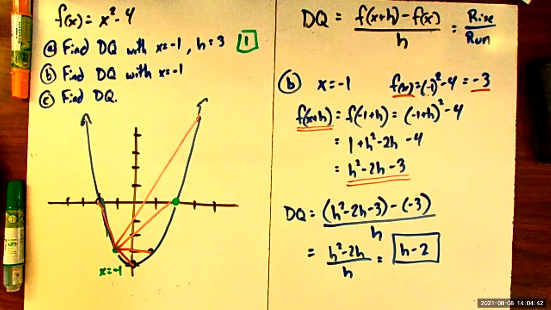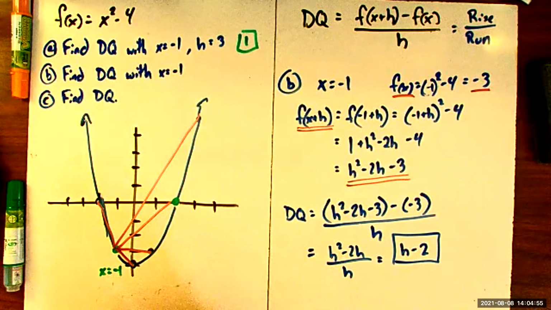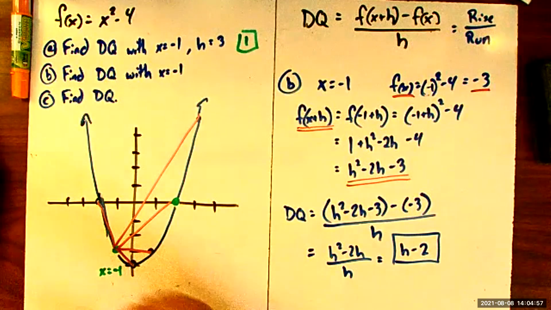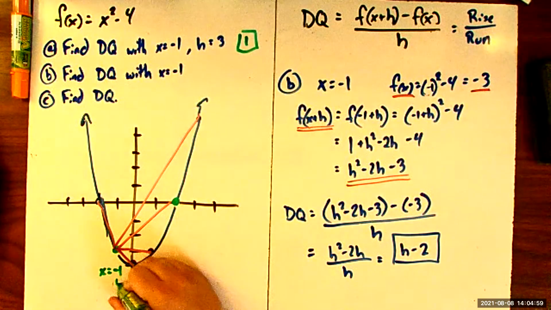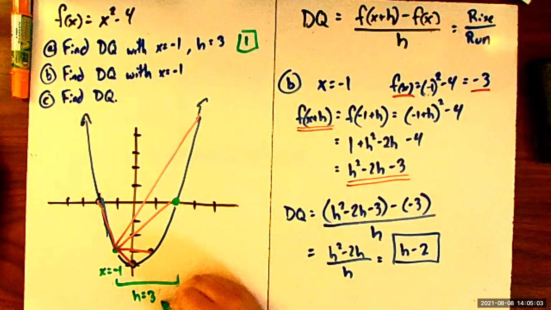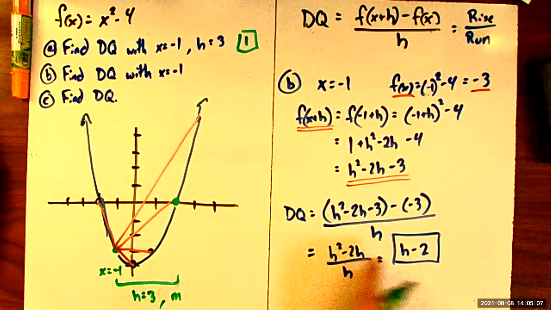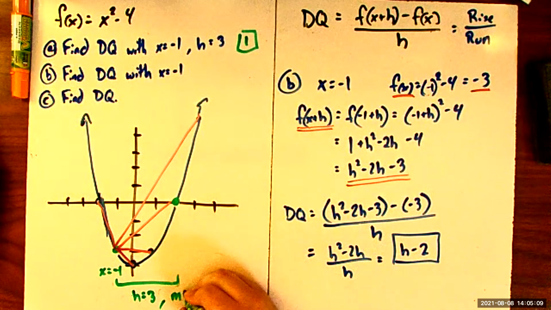And that's going to tell us what our slope is at every single point. And so no matter how far we're running, we know that the slope is always going to be given by h minus 2. And so let's say that we were dealing with this first one. Well, this first one that we did was h equals 3. According to this formula, our slope is going to be given by 3 minus 2. And 3 minus 2 is 1.